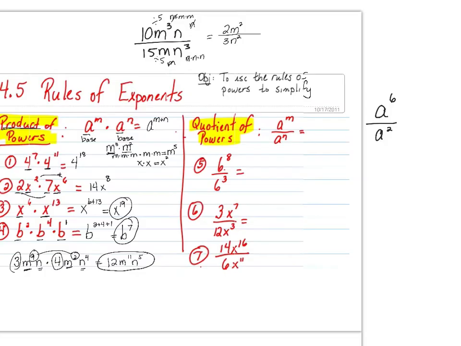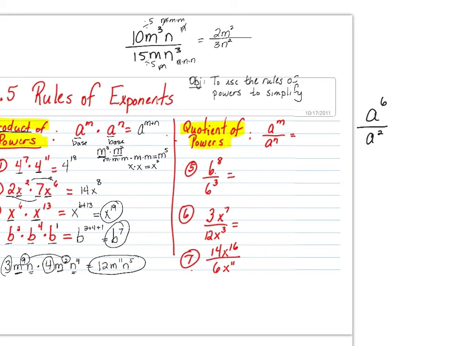If I have a to the 6 over a squared, how many a's are on top? How many are on bottom? There's 6 in the numerator, 2 in the denominator. How many of them cancel? 2. So where do we have a's left? Where? The numerator. So we get a to the what? 4th.